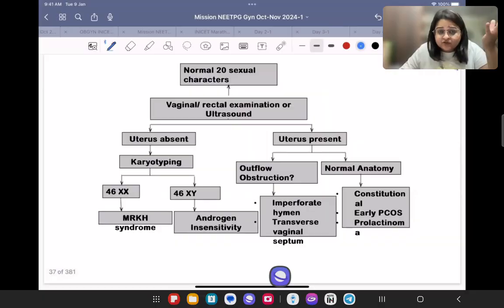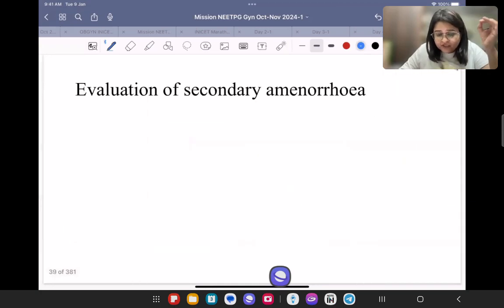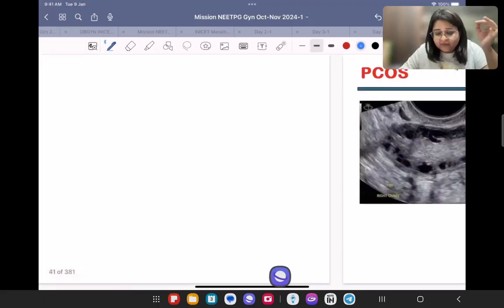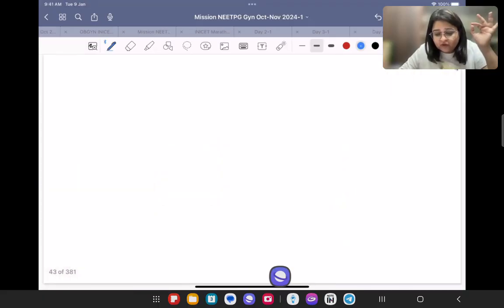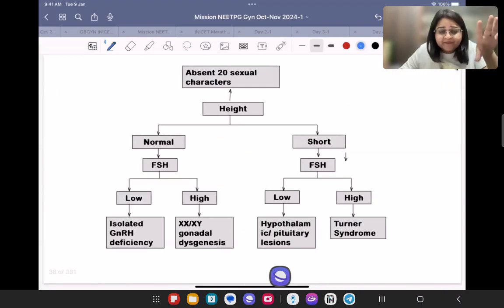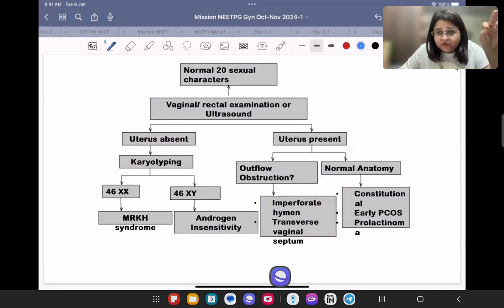Okay. Now these two flowcharts are very important. Okay, this is going to help you answer some questions. We're going to understand these two flowcharts. Then we're going to talk a bit about evaluation of secondary amenorrhea. Then we're going to do a lot of questions. Okay, and then we take a 5-minute break. Okay. So those of you asking for a break.